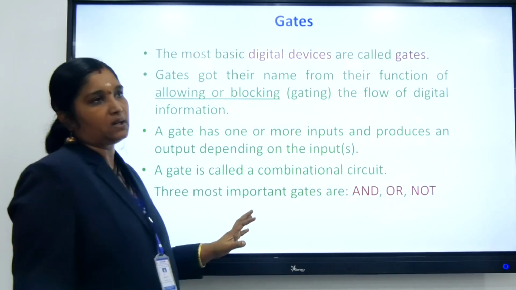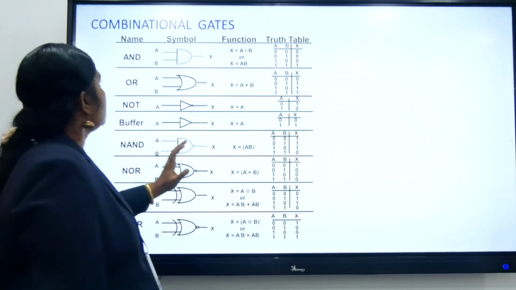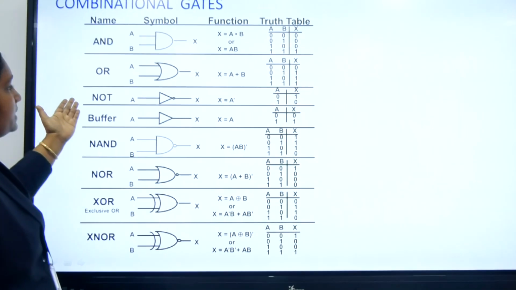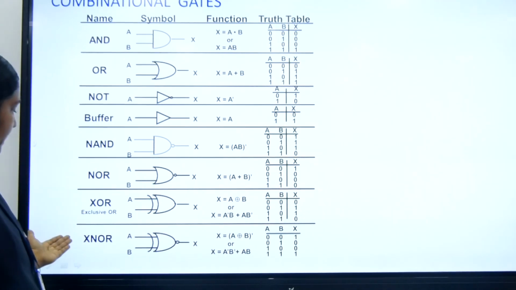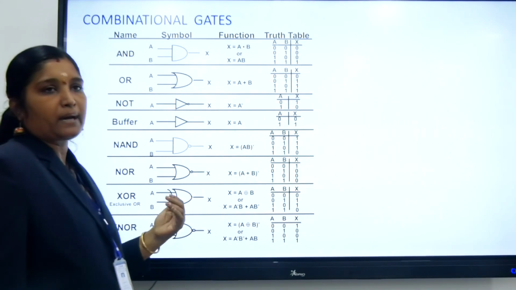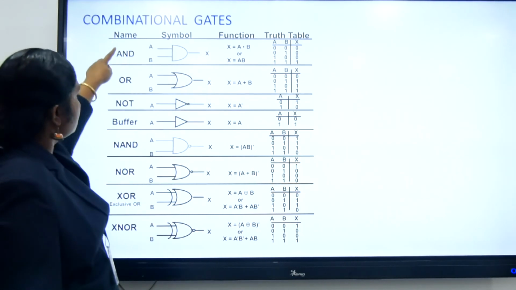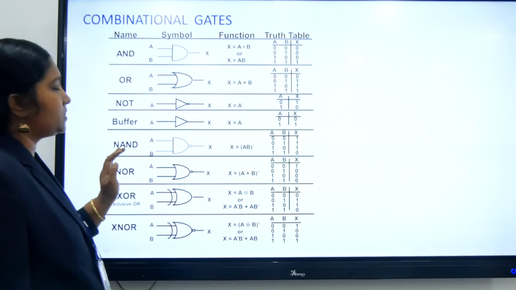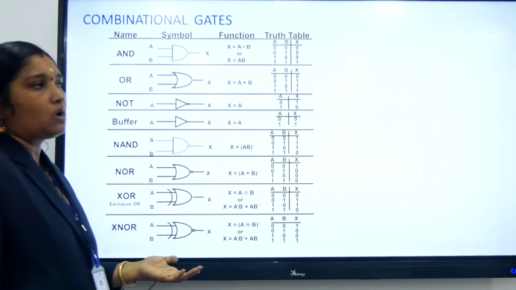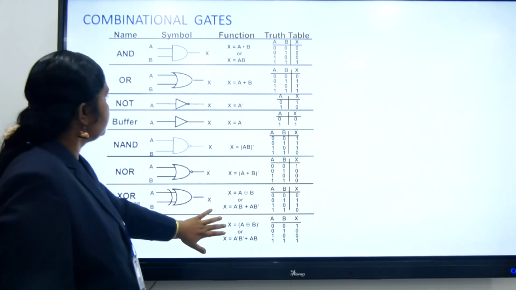The three most important gates are AND, OR and NOT. These are all the basic logic gates. So these are the types of combinational logic gates. Here the first three come under the basic gates, and the NAND and NOR are called universal gates, because we can construct any other gates by using these two gates. So these two gates are known as universal gates, and these three gates are known as basic logic gates because all SOP and POS functions can be solved by using these three gates.